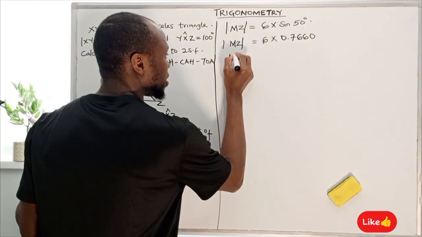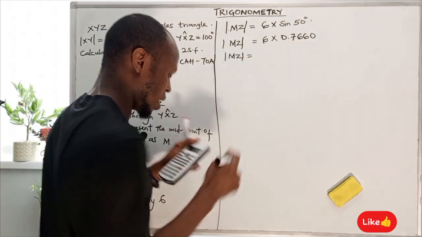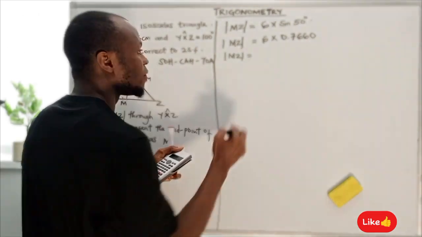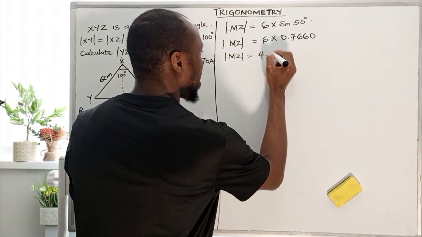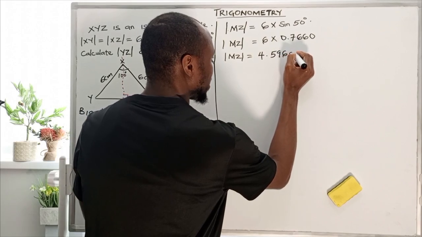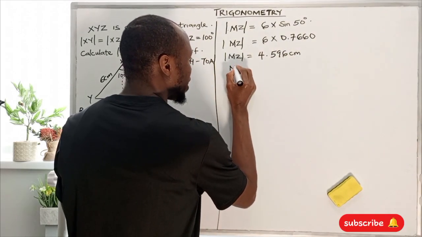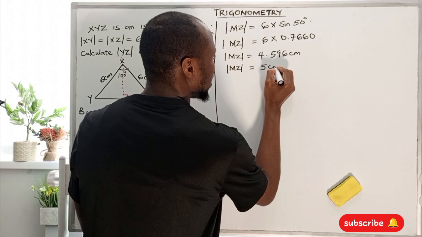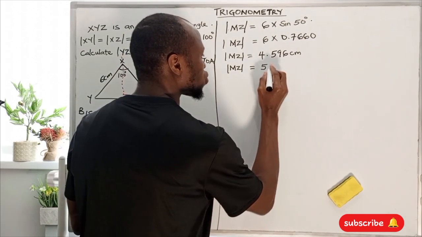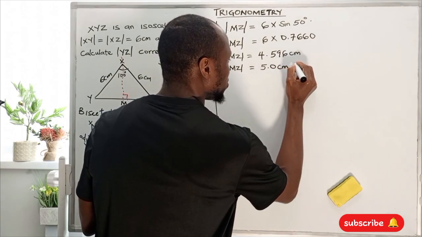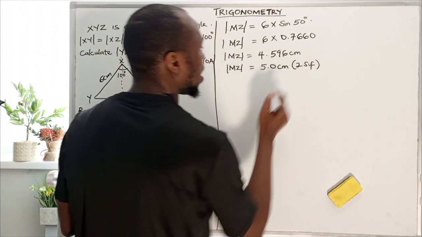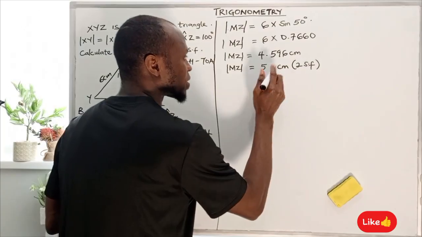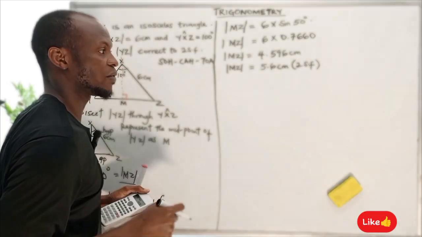Okay, now my line MZ will be equal to 6 multiplied by 0.7660, that will give me 4.59596 centimeters. And I can approximate this. If I approximate to 2 significant figures, my MZ, rather, 5.6, to 2 significant figures, that is 5.6.